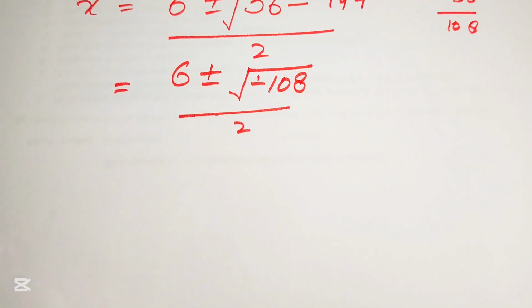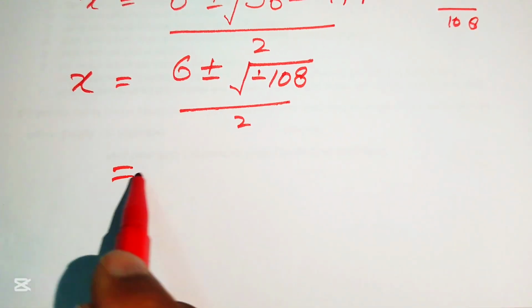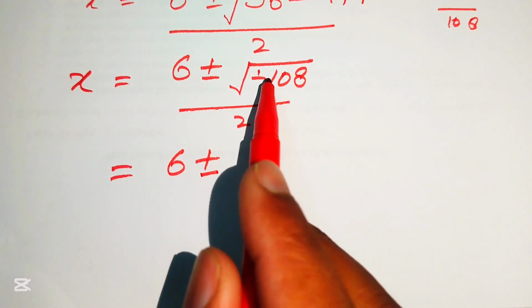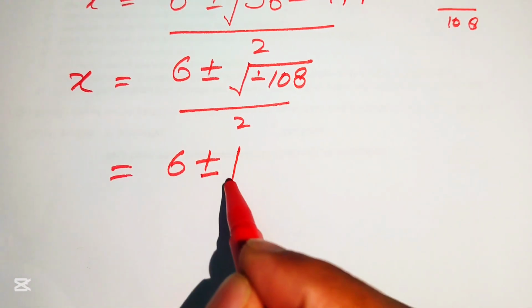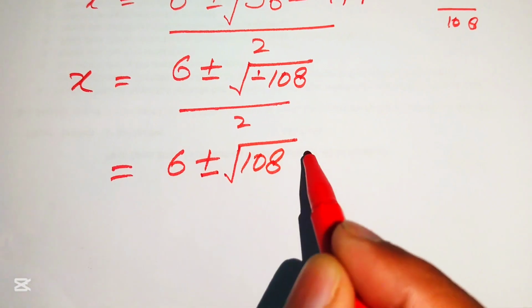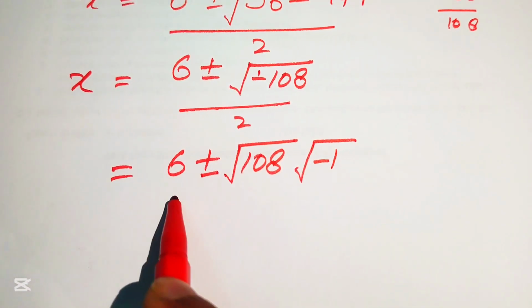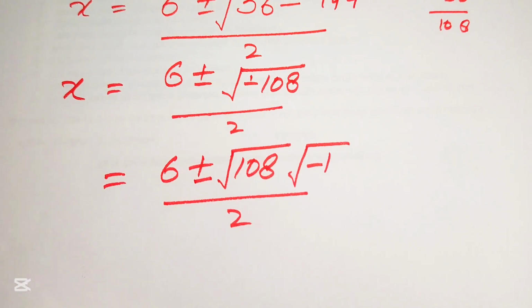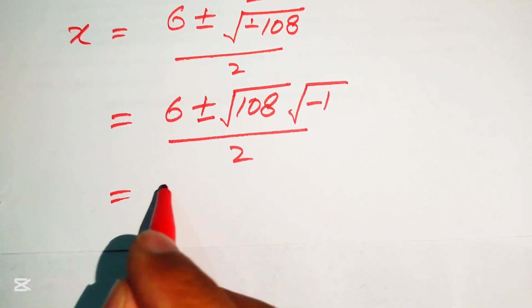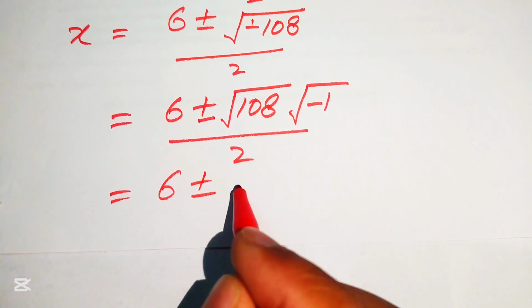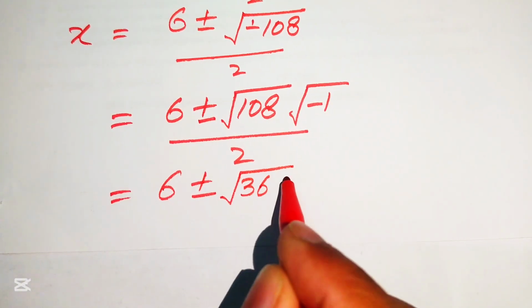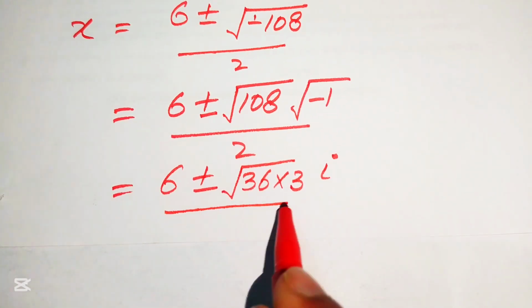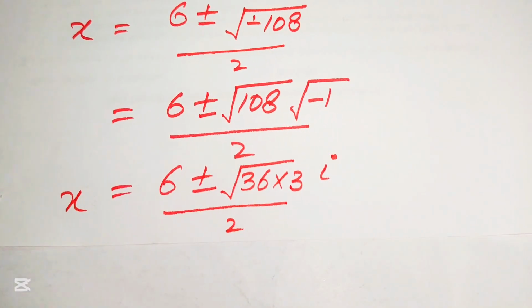Further we need more simplifications here, and we write it as 6 plus minus. Here we break this square root on both of these terms, and it will be written as square root of 108 into square root of minus 1, divided by 2. So here we rewrite this term as 6 plus minus, we write 108 as 36 times 3, and we know that square root of minus 1 equals iota, divided by 2.